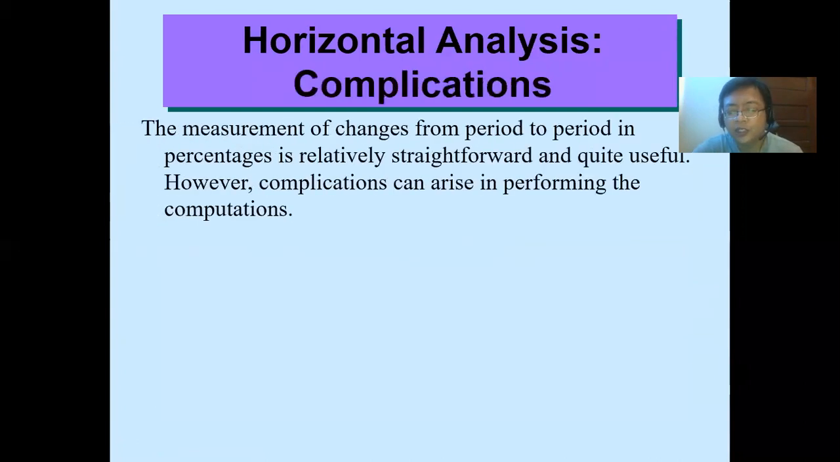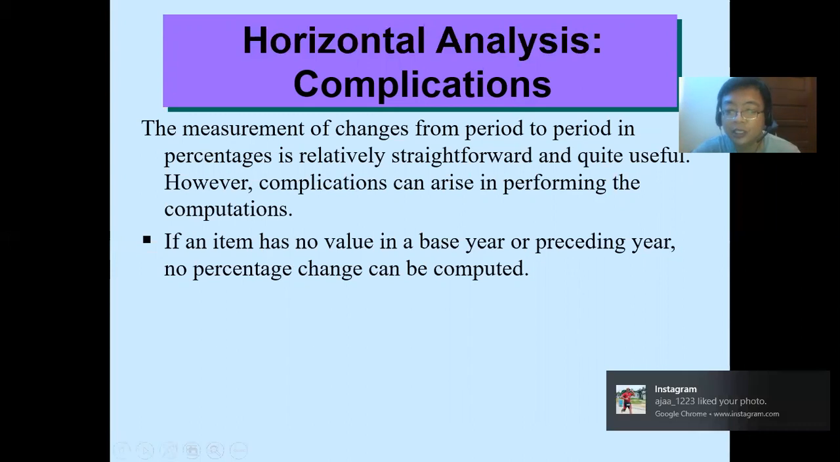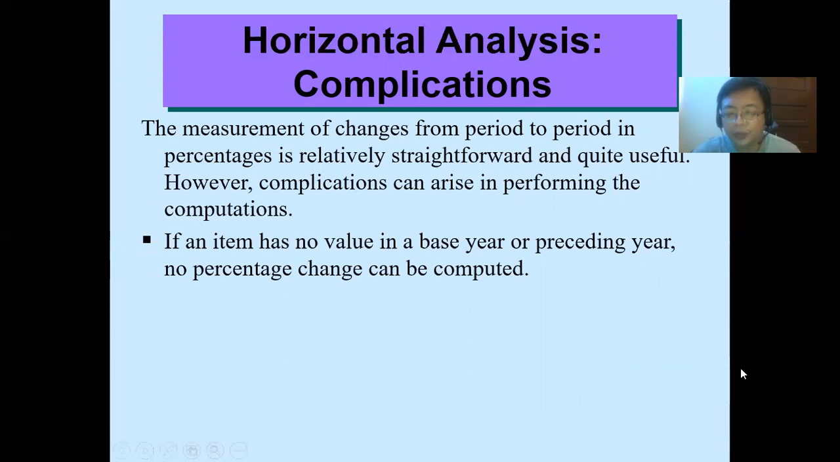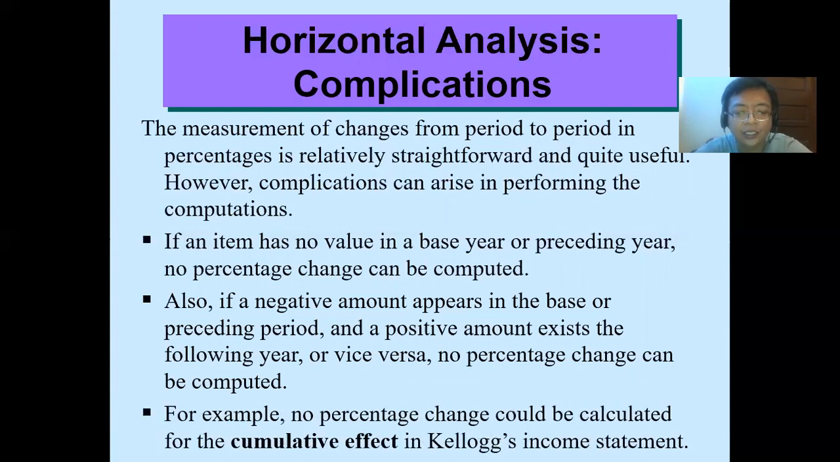What are the complications in the horizontal analysis or trend analysis in performing this? Number one, if an item has no value in the base year or preceding year, no percentage change can be computed. If zero, since it is the first year of operation, you have no base year. So you cannot compute any percentage. Number two, what if it is negative in the previous year? It appears negative in the base year and positive in the following year, or vice versa. No percentage can be computed. So if it is a negative balance, you cannot compute any percentage increase or decrease.